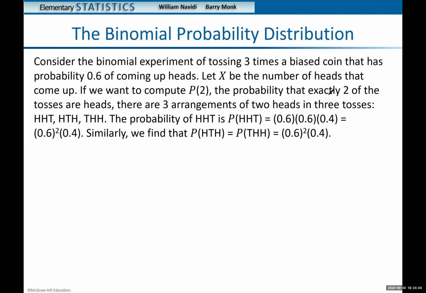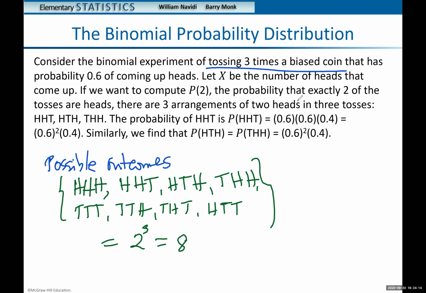So here, if we want to compute P of 2, the probability that exactly 2 of the tosses are heads, there are 3 arrangements of the 2 heads in 3 tosses. So look at the possibilities here.